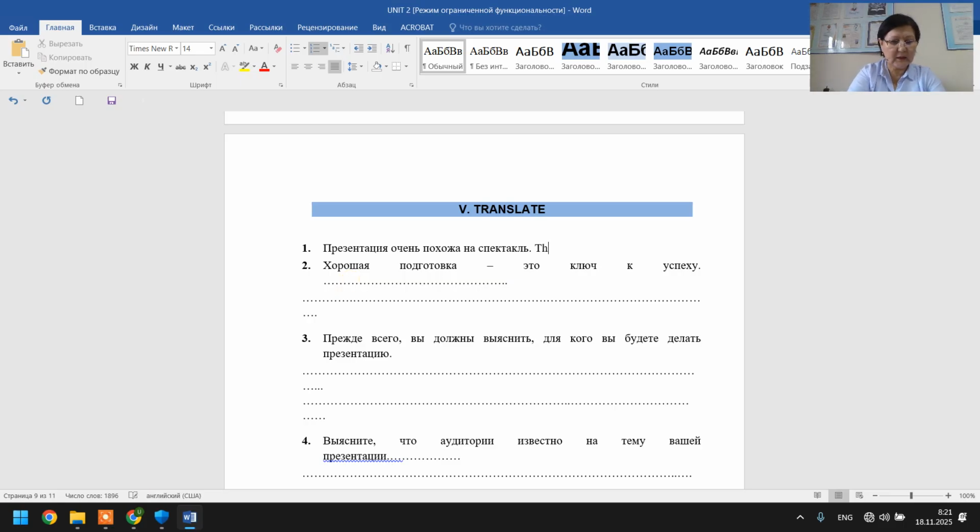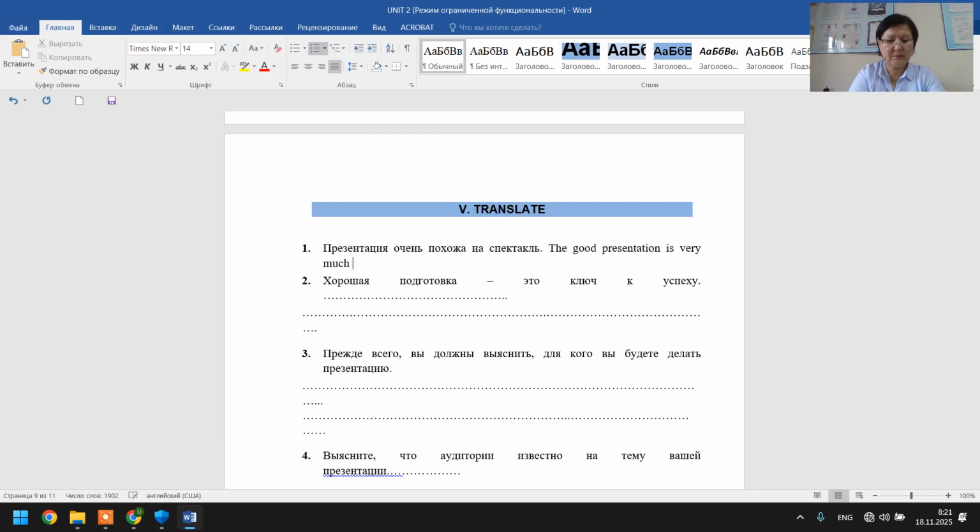The good presentation is very much performance. Okay, now the good presentation is very much performance. It means that a presentation is like a performance. In other words, for example, you may give it in the following way, but the English variant of this sentence will be translated: the good presentation is very much performance.